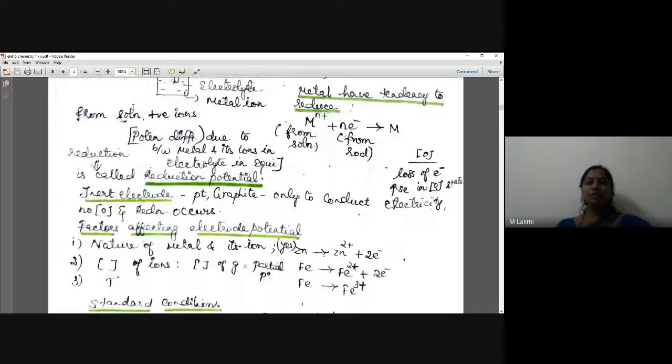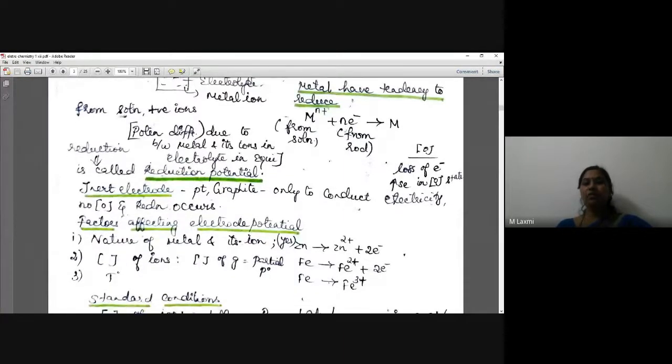Then what is the use of an inert electrode? My inert electrode should be conducting electricity, but it should not allow oxidation or reduction to happen. It should not allow electron release nor accept electron release.